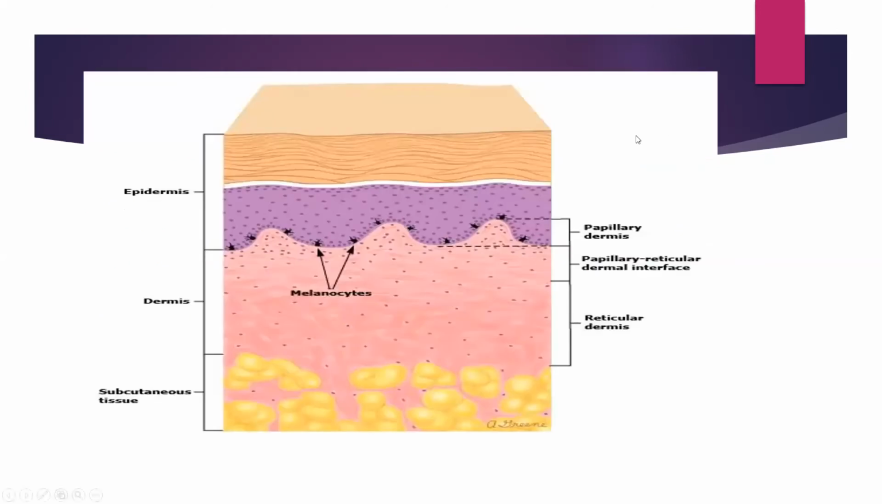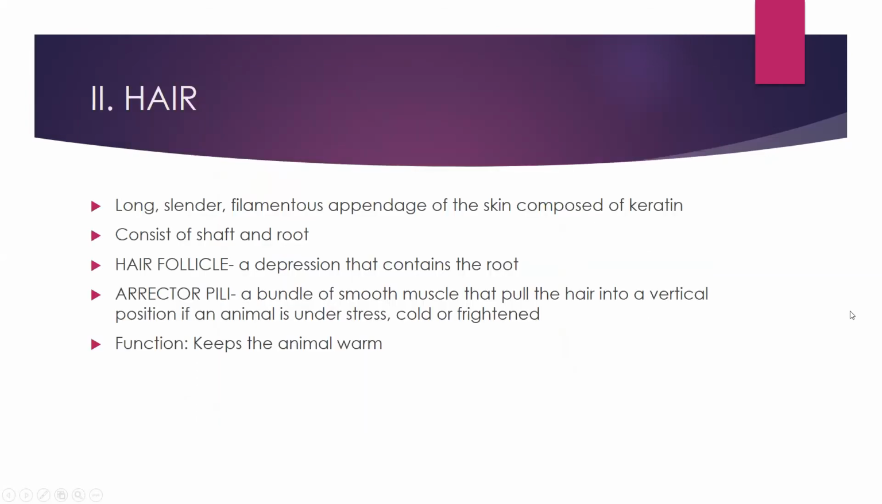So this is pretty much how it looks. You have the epidermis. Then we have the dermis, and then you have the subcutaneous tissues. Now we go to the hair.